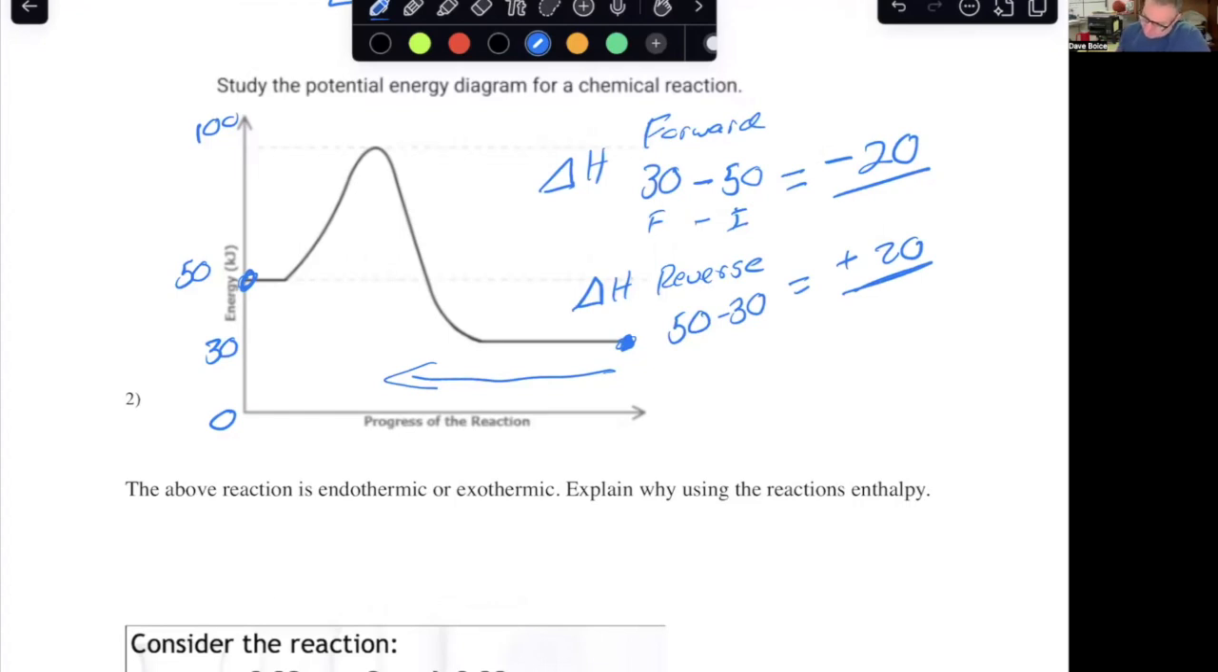Also, let's talk about endo versus exo. So for the forward reaction, I am losing energy or expelling energy, if you like. So this is going to be exothermic. And then for my reverse reaction going the other way, I am starting at 30 and ending up at 50, which means I'm gaining energy from the surroundings, and that is going to be endothermic. Be very careful. Questions will often ask you for forward and reverse reactions.